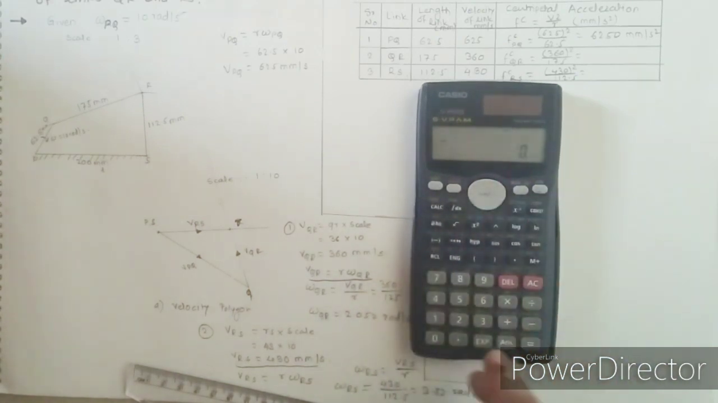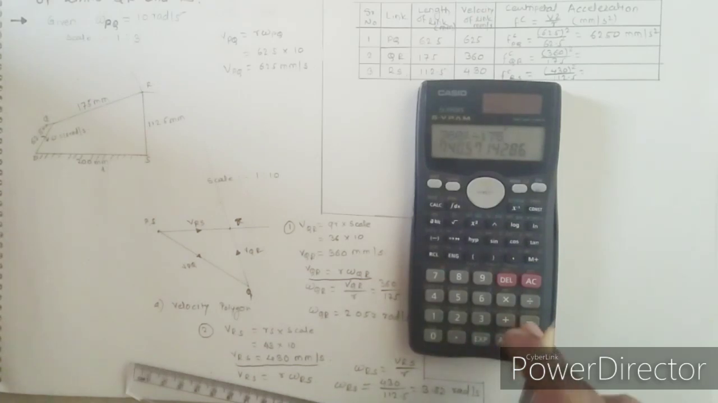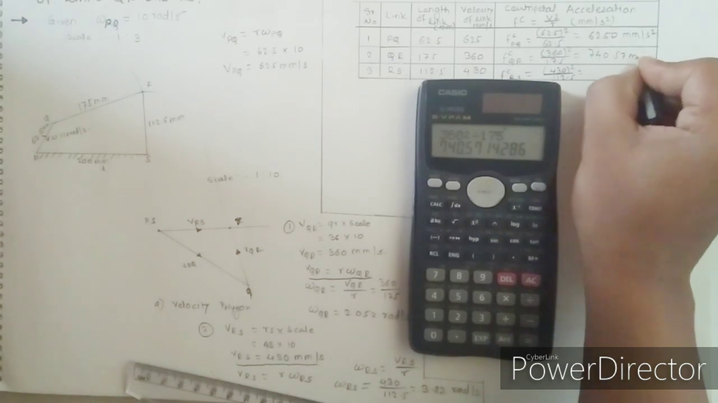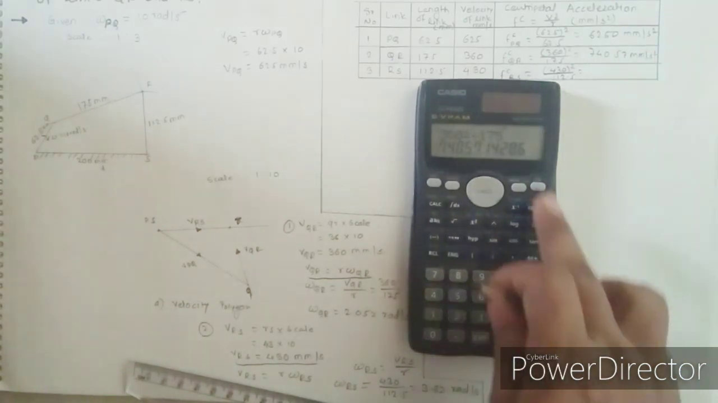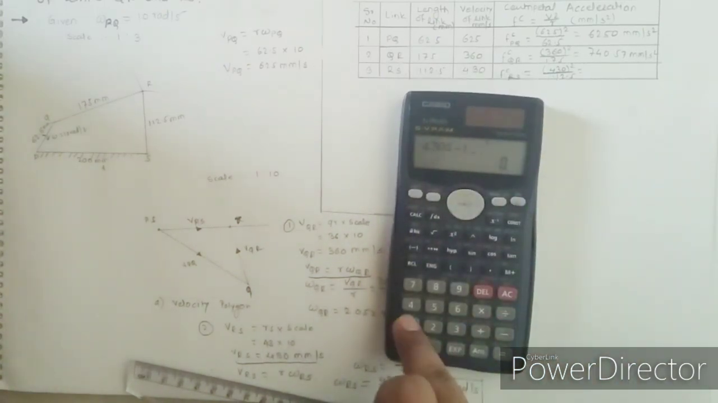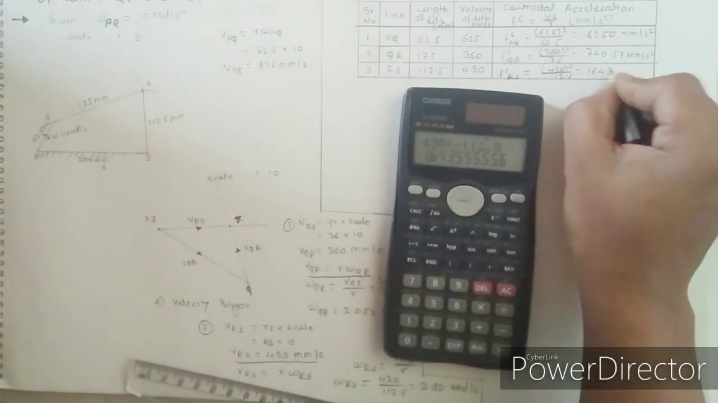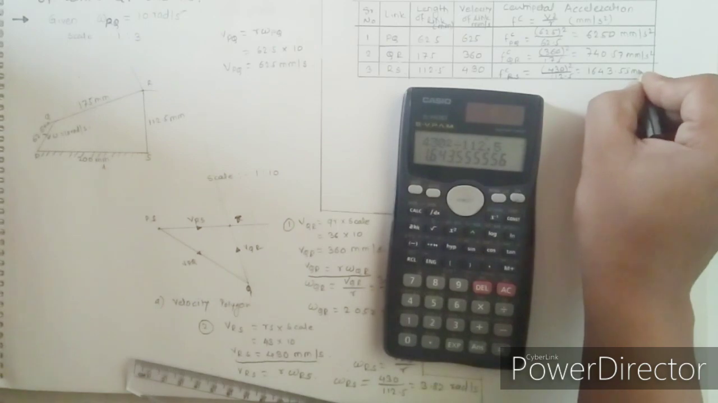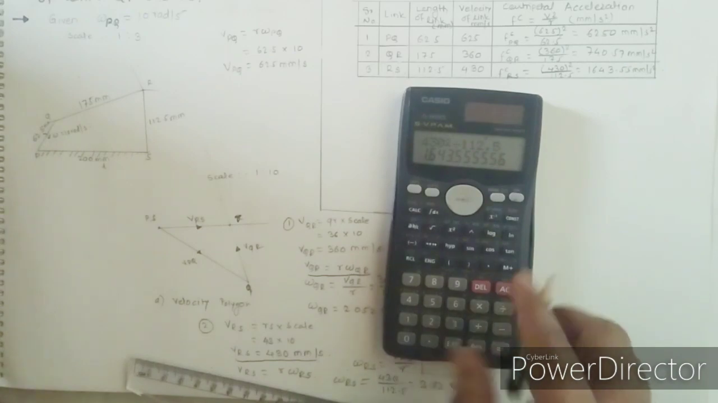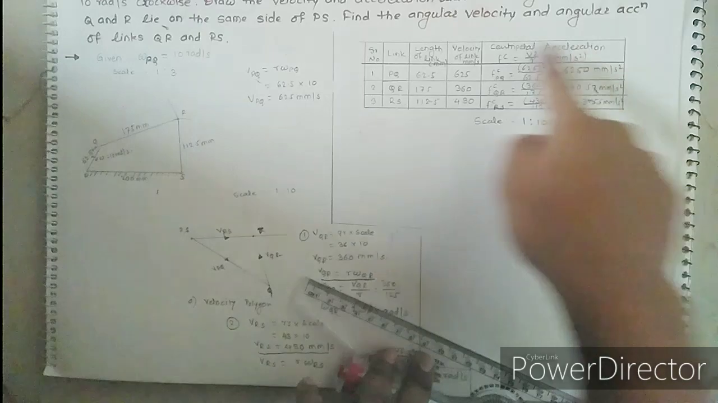Next one is 360 square divided by 175, that is 740.57 mm per second square. And the last one is 430 square divided by 112.5, that is 1643.55 mm per second square. Okay, this is the table for the acceleration polygon. Now we have to draw the acceleration polygon by this table.